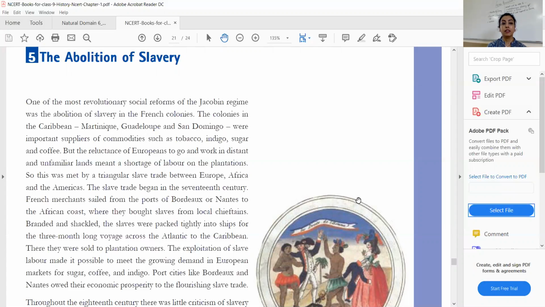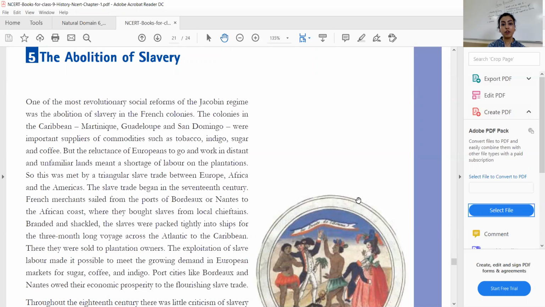So there were these colonies in the Caribbean Sea. These were island colonies, Martinique, Guadeloupe, and Saint Domingo. In those places there was a lot of indigo plantation, sugar production, and tobacco production.